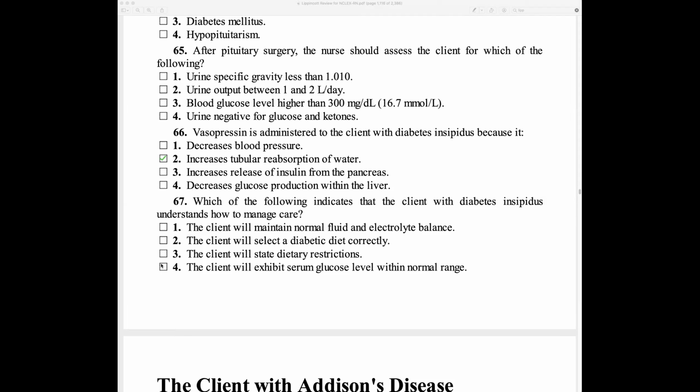The correct answer is two. It increases tubular reabsorption of water, because with diabetes insipidus, they're losing all their water. This medication is going to help keep it in. Okay, everyone okay? Let me know in the chat. All right, 67. Which of the following indicates that the client with diabetes insipidus understands how to manage care?